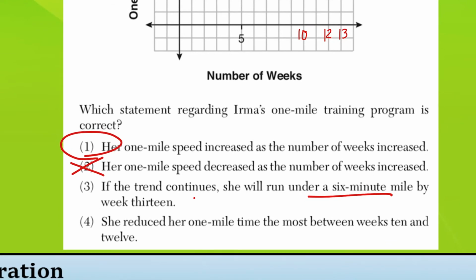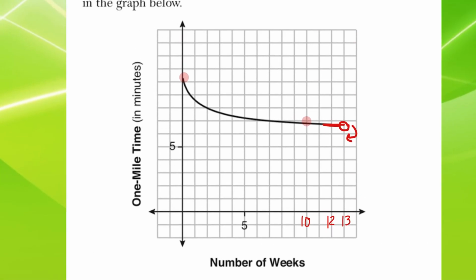And then the 4th option states that she reduced her 1 mile time the most between weeks 10 and 12. And we can see visually there's no way that's what happened. Between weeks 10 and 12, there was a very minor difference in the amount of time she took. She made the biggest change at the start between weeks 0 and 1.